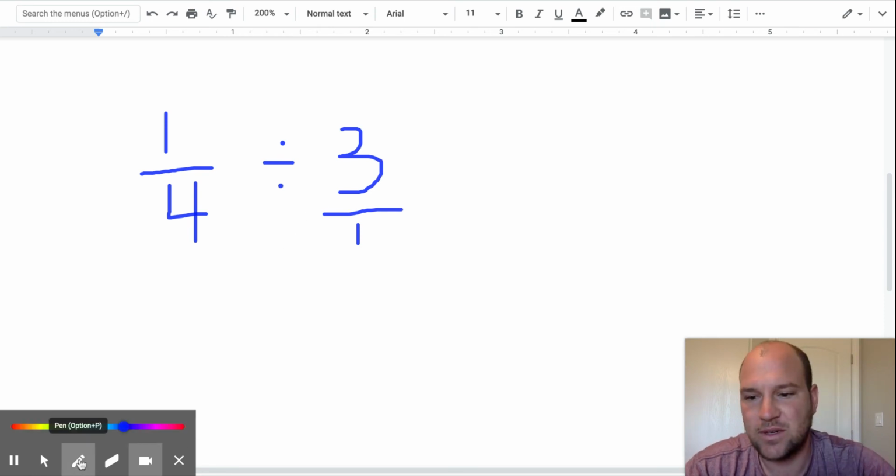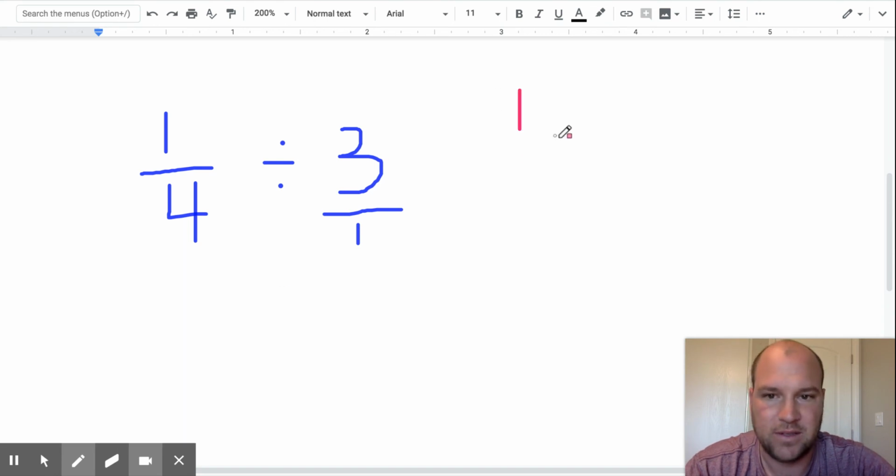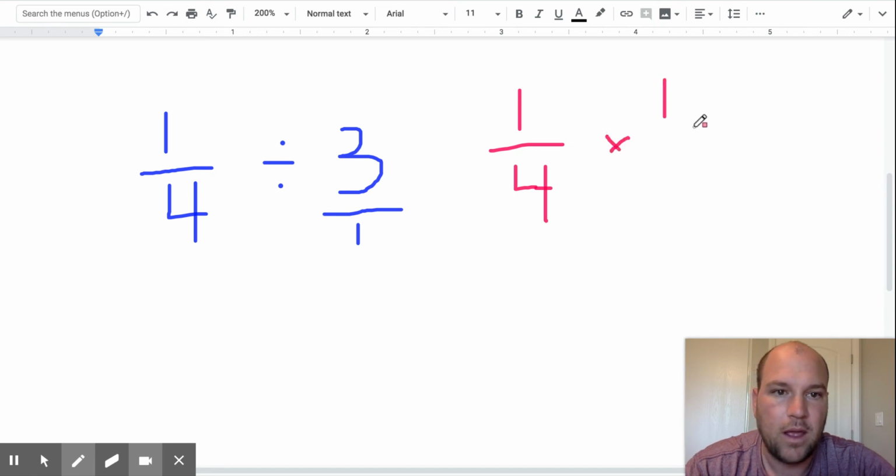Watch this. This one's even shorter because there's really no simplifying. I'm going to just rewrite this. Instead of 1/4 divided by 3, I'm going to do 1/4 times 3 over 1 flipped. What is 3 over 1 flipped? Yes, you got it. 1/3.